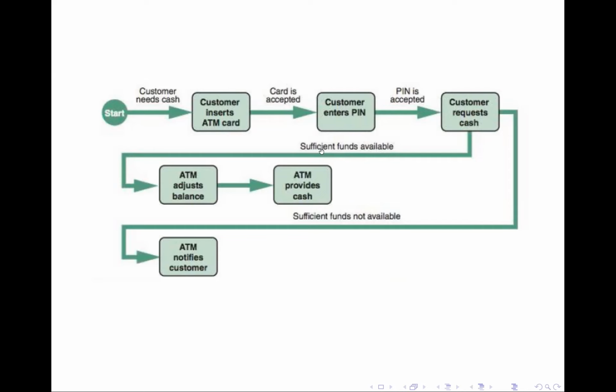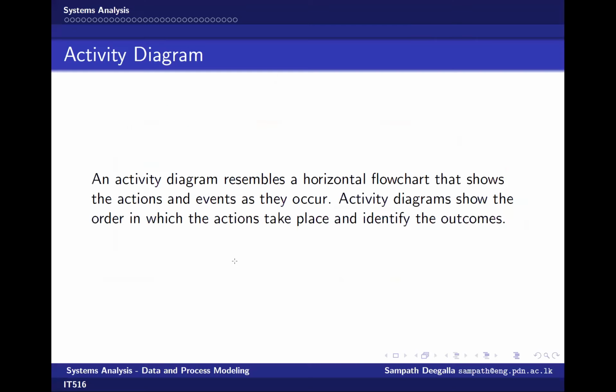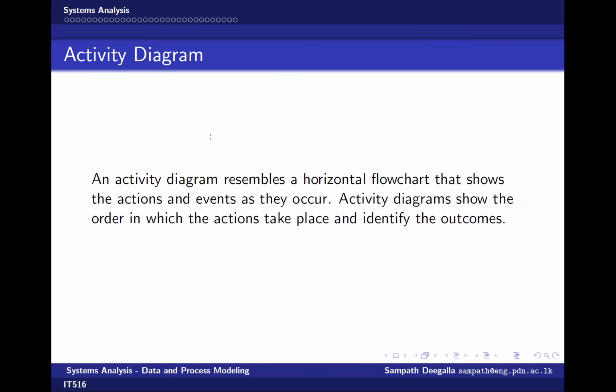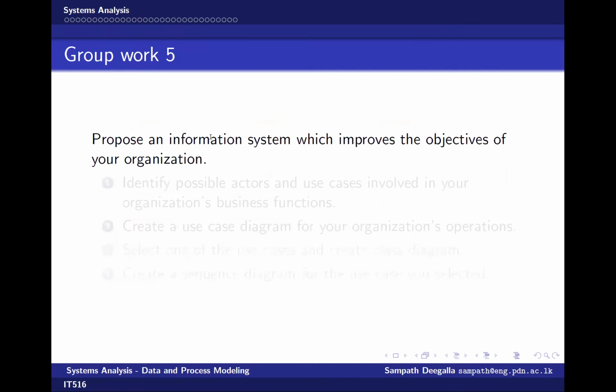Now let's assume you have sufficient funds, then the ATM adjusts the balance and you get the cash. But if you do not have sufficient funds, this should be notified to the customer. So as you can see here in the activity diagram, you can show everything, right? To represent how the actions and events occur. Right. So that's what we missed from the last time, right?